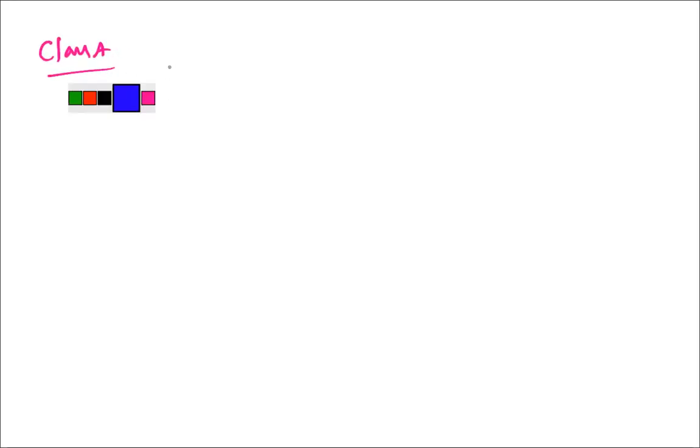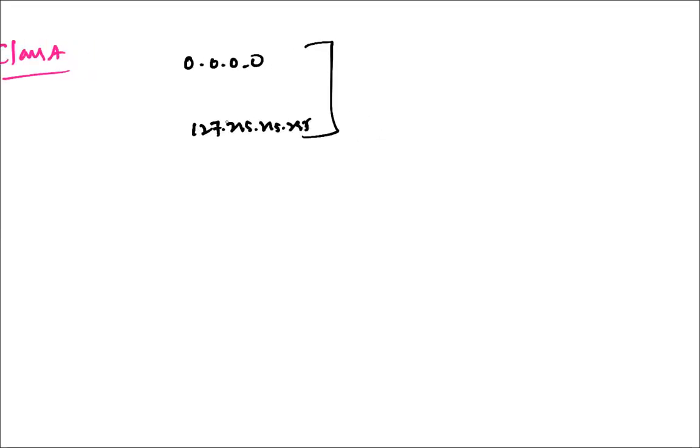Okay, so class A. The range is 0.0.0.0 to 127.255.255.255. This is the class A network range. And what is the default mask for class A?